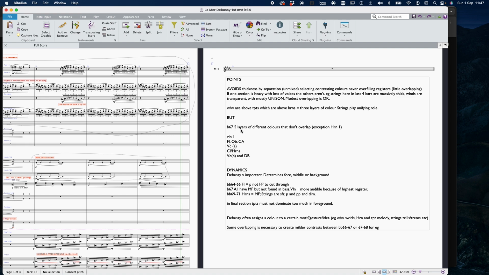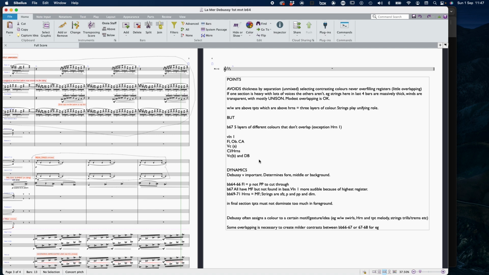But bar 67, we have 5 layers of different colours that didn't overlap, apart from the horn 1, which was violin 1, the flute, oboe, cor anglais, the cellos, the clarinets and the horns, and the cellos and basses. That was the bass role. But I've pointed all of these out.